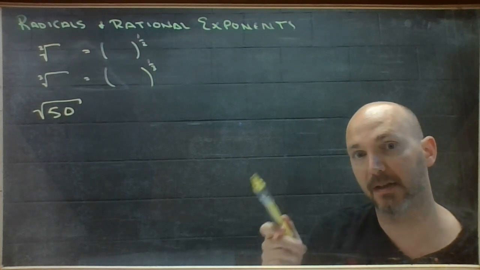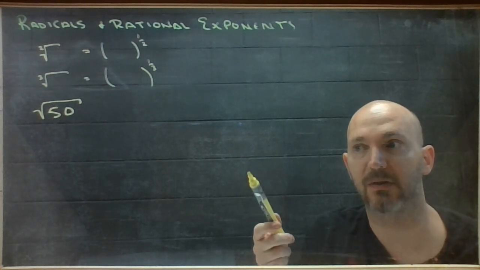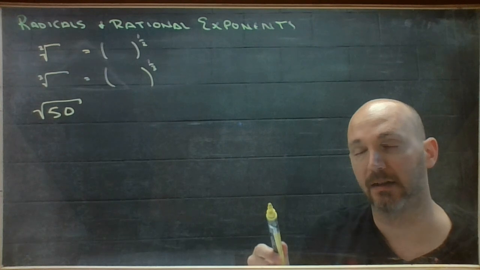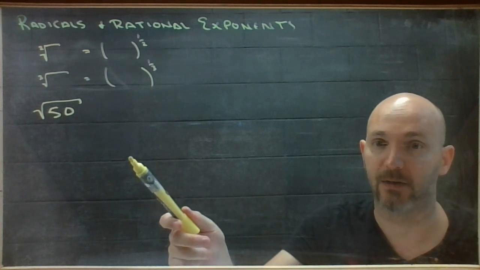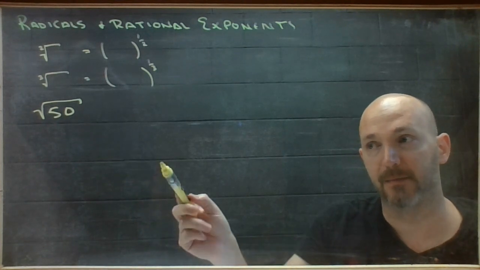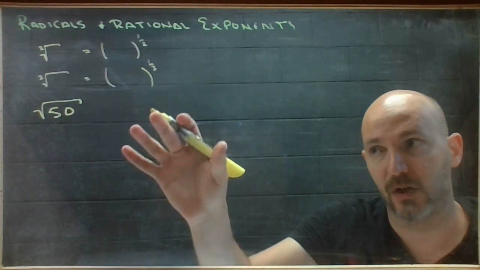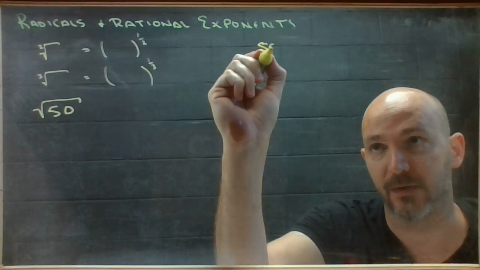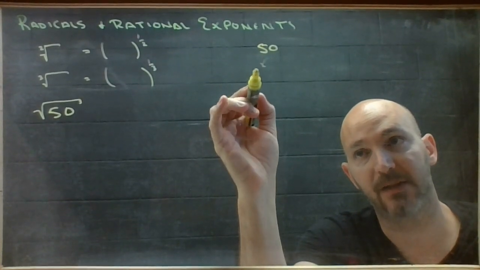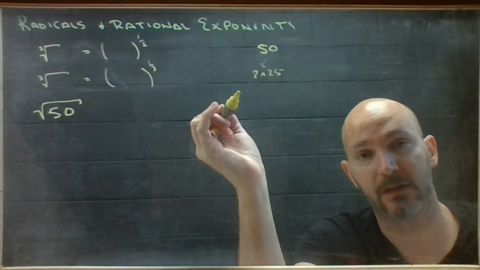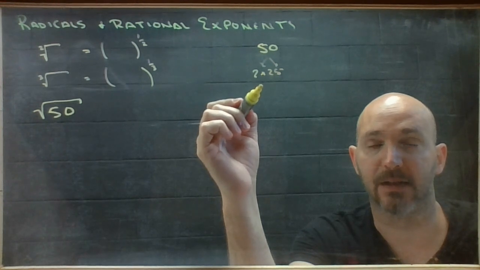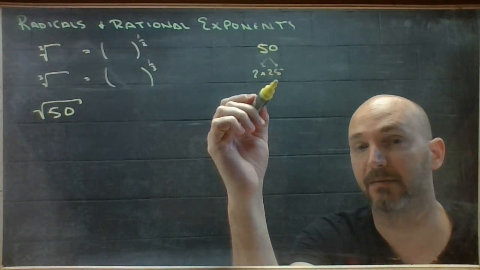And that brings us to the most common and most useful application of this idea, and it's reducing a radical. So this number here, 50, I'm going to just take a look at it from a prime factoring point of view. So 50 is the same as 2 times 25. Now, I can't divide 2 by anything other than itself, but I can divide 25.